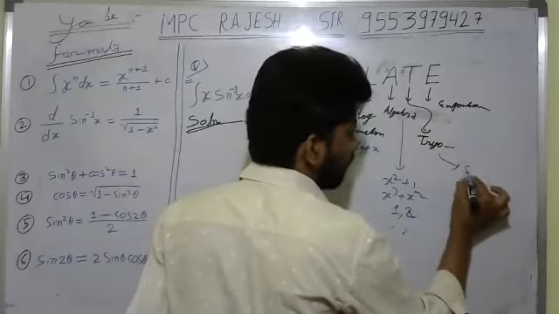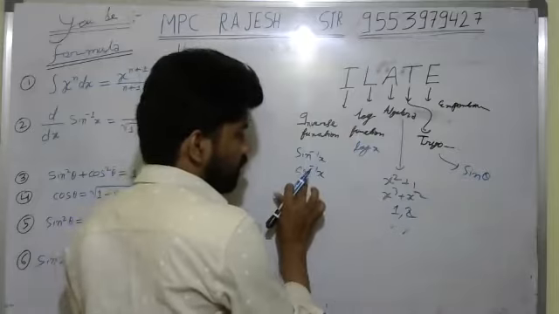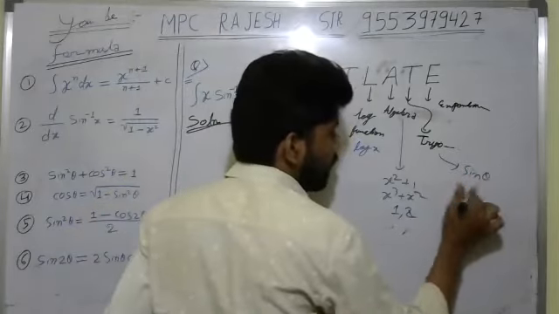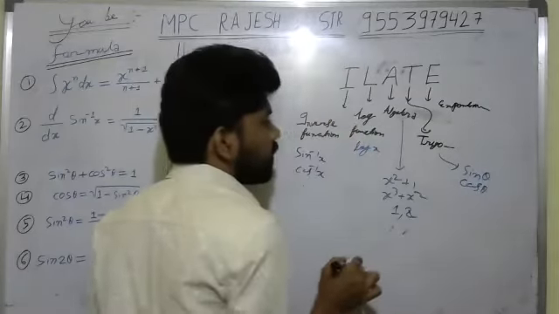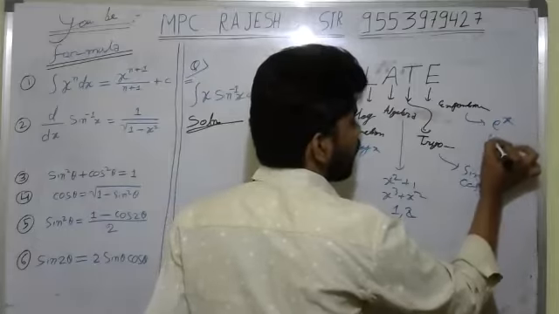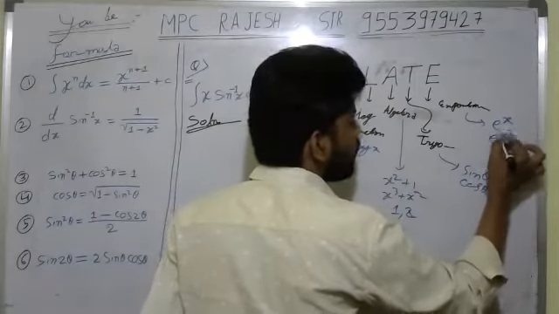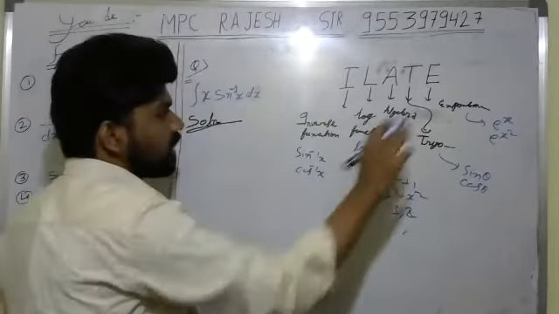Trigonometry means simple like sine theta. This is not sine inverse. Sine inverse is here, sine inverse x. Here it is sine x or sine theta, cos theta, like that the function is trigonometry. Exponential means like e to the power x, e to the power x square. This type, e to the power something, is the exponential function. So this is the ILATE rule.